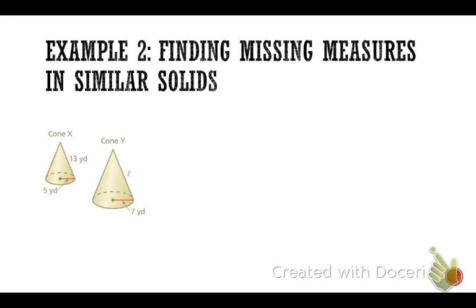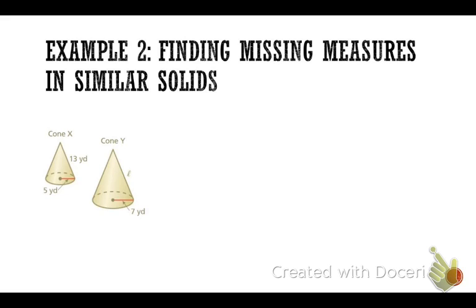All right, so in example 2, we're finding the missing measures in similar solids. So what we want to do now is start with cone X and just put cone X into a ratio. There's 2 ways you could write it. Either way is going to be fine. Okay, what's going to be the ratio for cone X? 5 over 13. Okay, I said 5 over 13. You could have said 13 over 5.